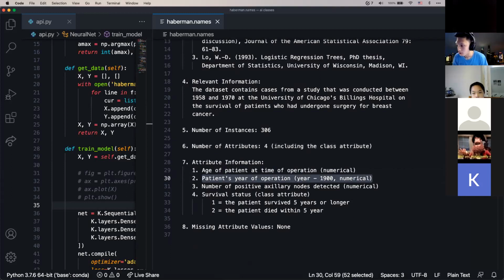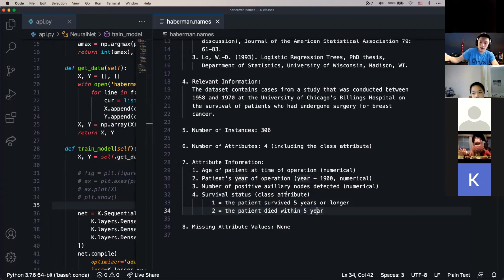Number three, number of positive axillary nodes detected. I have no clue what this means, but I'm going to assume that this correlates with the number of cancer cells that they have in their body. So probably the more, the worse. And then number four is actually the label, this is the target column, and this is the class attribute, basically, whether they survived or not. So this is what the data looks like.